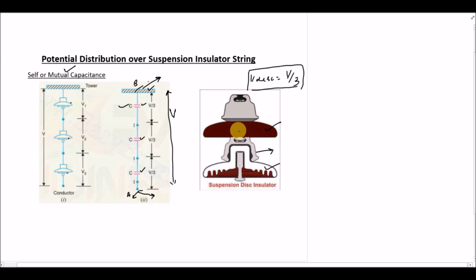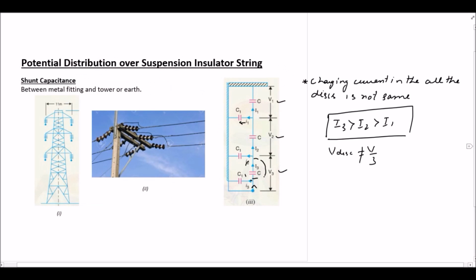Then we concluded that if we only have the self or mutual capacitance, then the voltage is divided equally along the suspension insulator string, and each capacitance or each disc has equal voltage. So if we have three different discs, then the voltage is divided into three equal parts. Now the second capacitance that we talked about was the shunt capacitance, and it is between the metal fitting and the tower. So this is the point where we have the metal fitting and this is your tower, right? So the shunt capacitance is actually between the metal fitting and the tower, which is grounded.